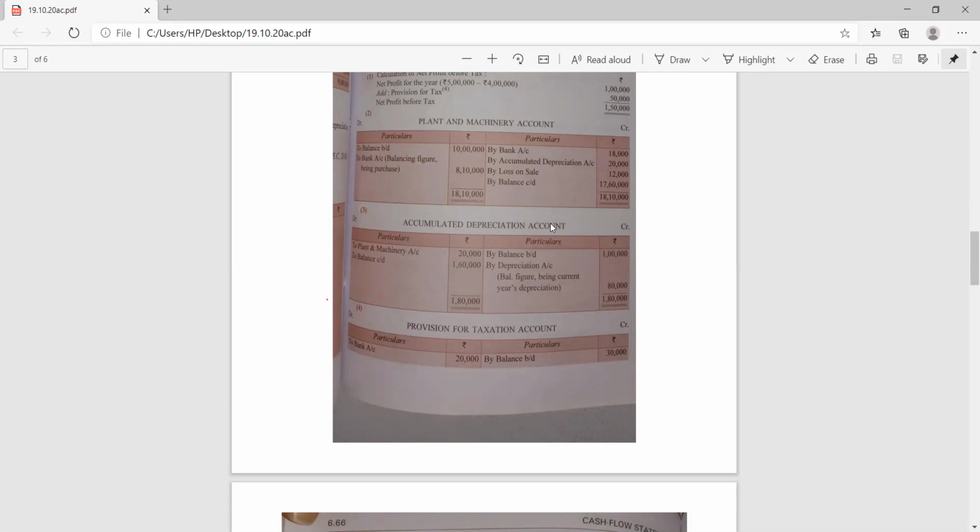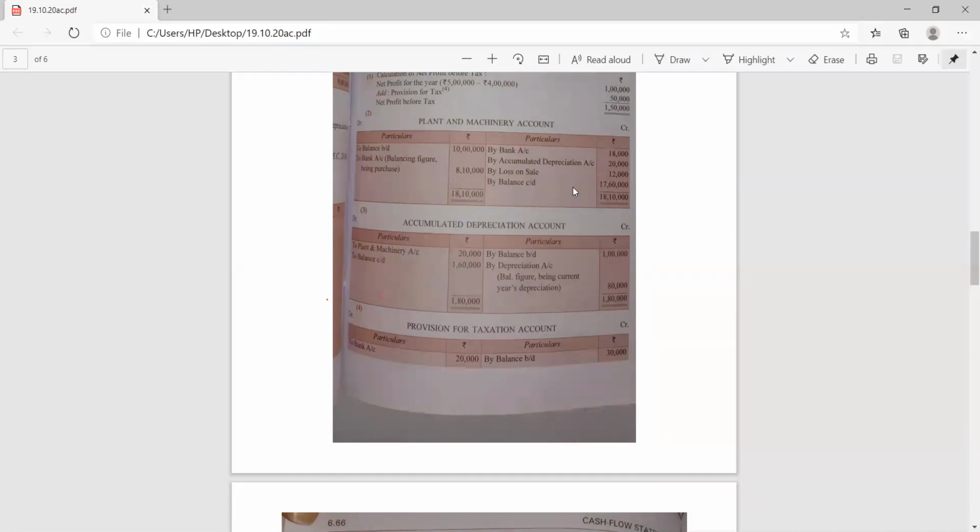Please look at the account very carefully. Whatever the nature of the account, the balances are to be put accordingly. Like plant and machinery is always debit in nature. It is an asset account. So the opening balance is to be shown on the debit side, while the closing balance is to be shown on the credit side by balance carried down.